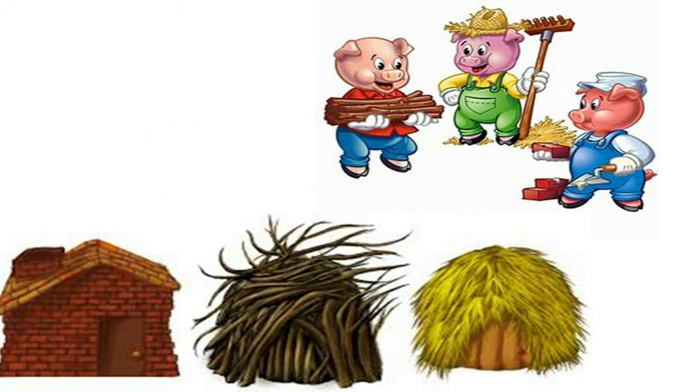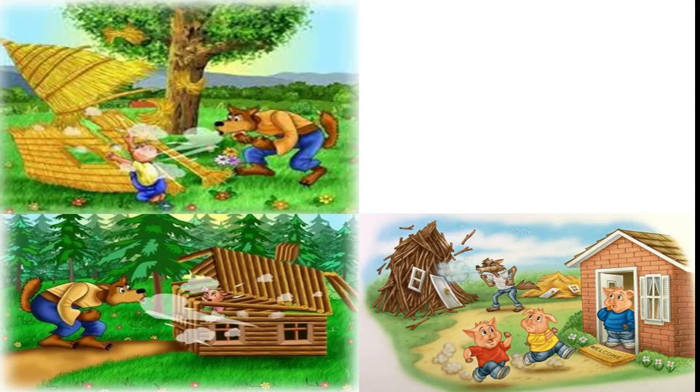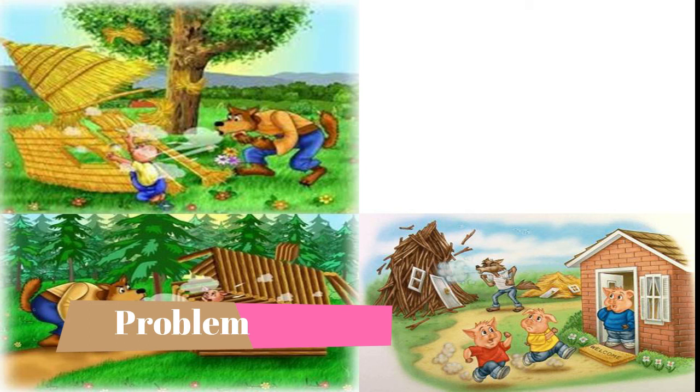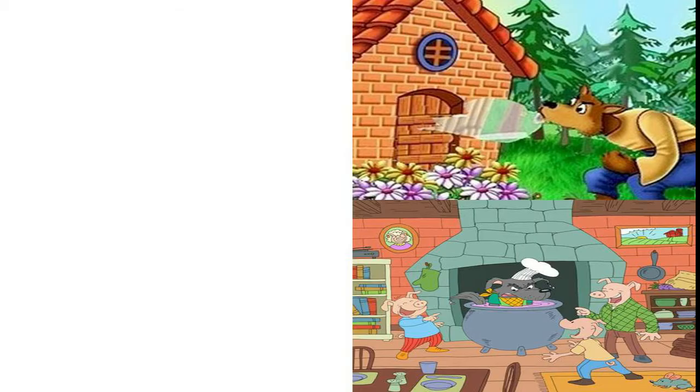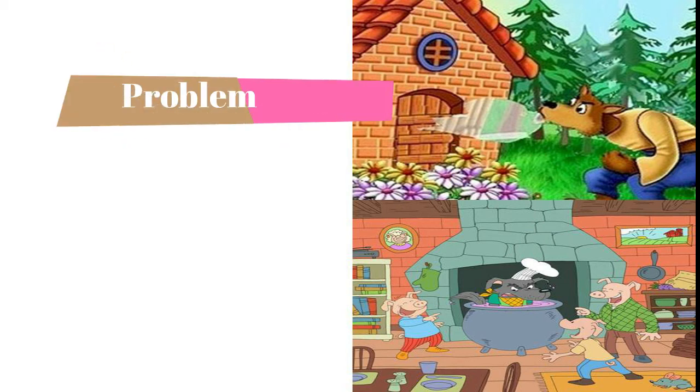The problem in the story is the pigs built their houses with straw, sticks and bricks, but the big bad wolf blew away the straw house and the stick house. So the two pigs ran to their brother who built a brick house. The wolf again tried to blow away the brick house, but he couldn't. So their problem was the wolf trying to destroy their houses.